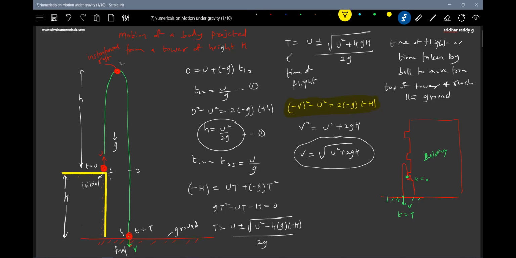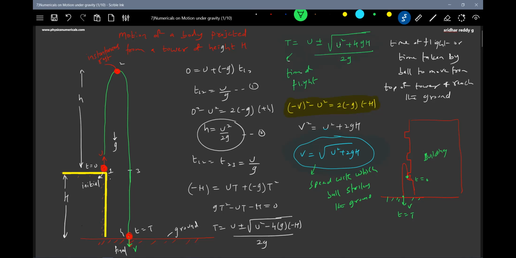These are some quantities which we'll be using. There's a time of flight, and this is the speed with which the ball strikes the ground. So what will we write? Speed with which the ball strikes the ground.